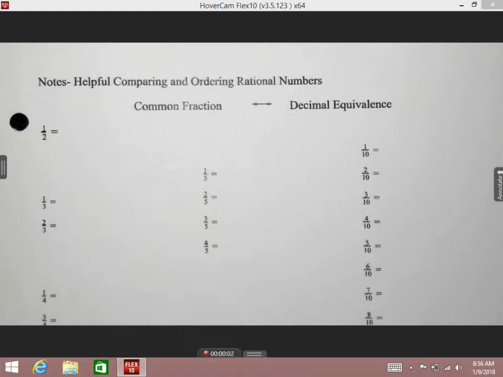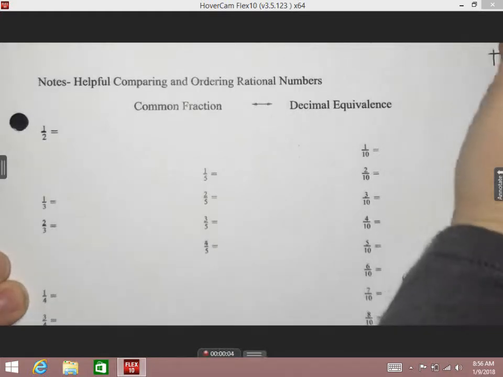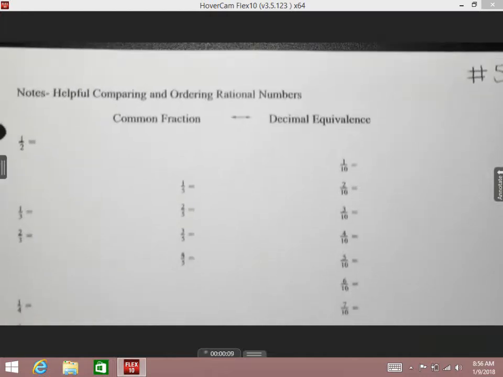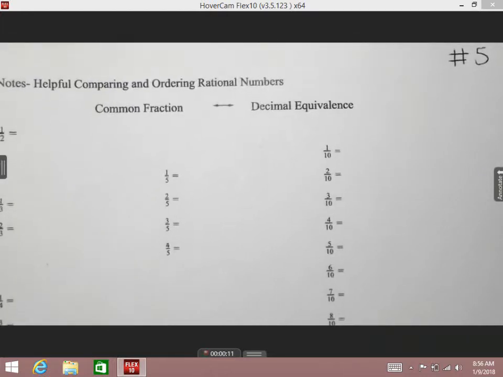Right, so our notes for today are going to be number 5. Make sure you put it in that top corner because we're going to actually have to add in a definition up here on the top. All right? So today our notes are on comparing and ordering rational numbers.